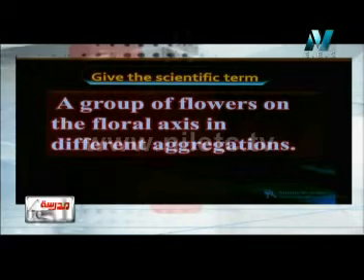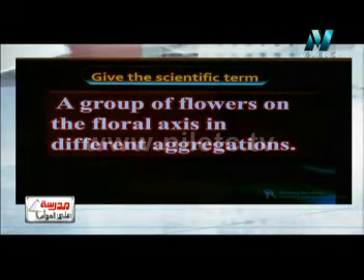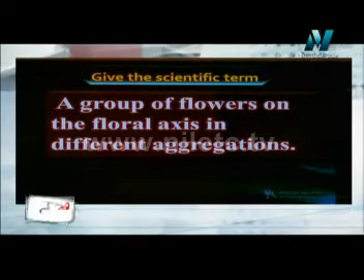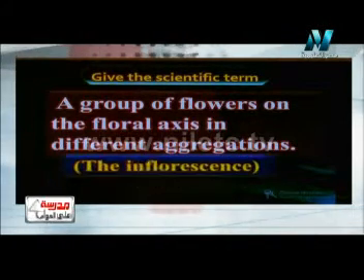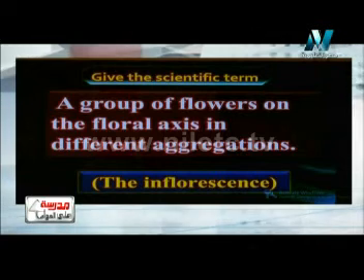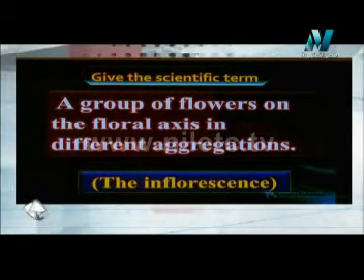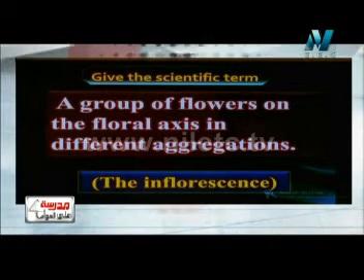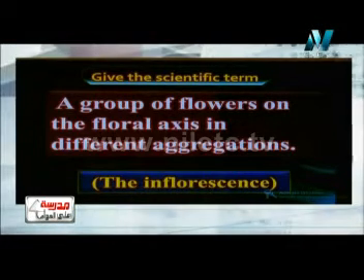A group of flowers on the floral axis in different arrangements. If a group of flowers is located on the floral axis, that's called the inflorescence. But the single flower on the floral axis is called the solitary flower. Inflorescence means a group of flowers on the same floral axis. The next question.